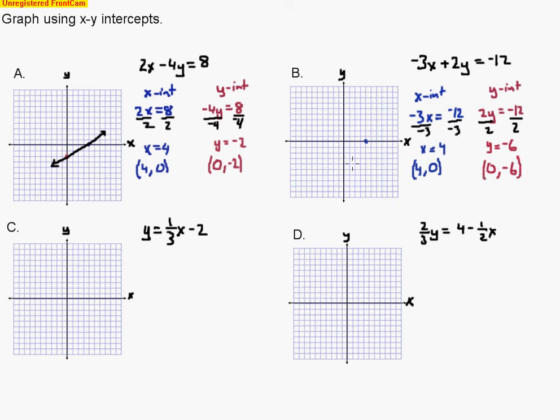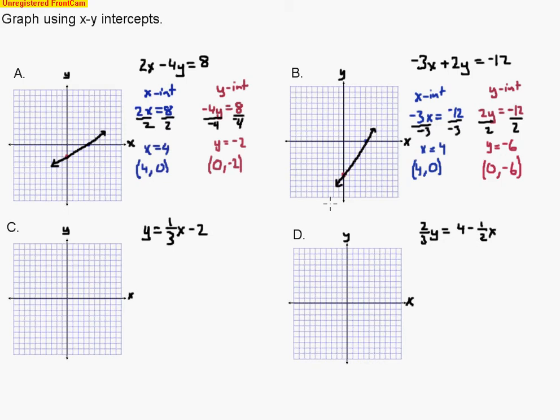So we can go ahead and plot that point over 0 and down 6. 1, 2, 3, 4, 5, 6 spaces. Let me count that again. 1, 2, 3, 4, 5, 6. So now I've got my 2 points. I can go ahead and draw the line between those points. Again, extend it all the way past those points. Put some arrows at the end so that you can show that the line goes on forever in both directions.